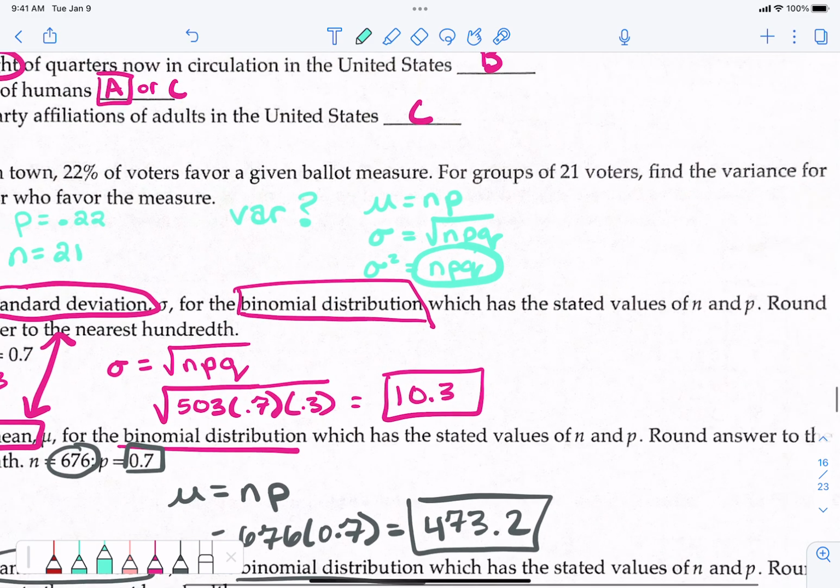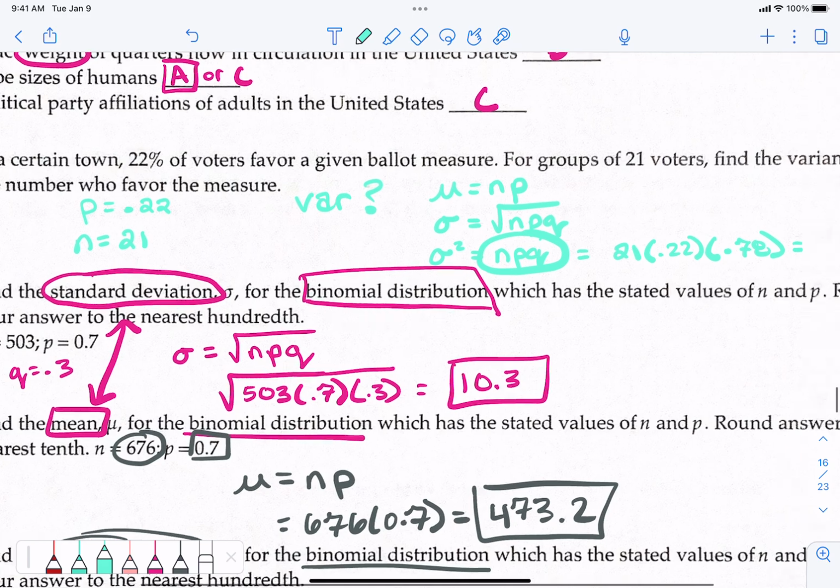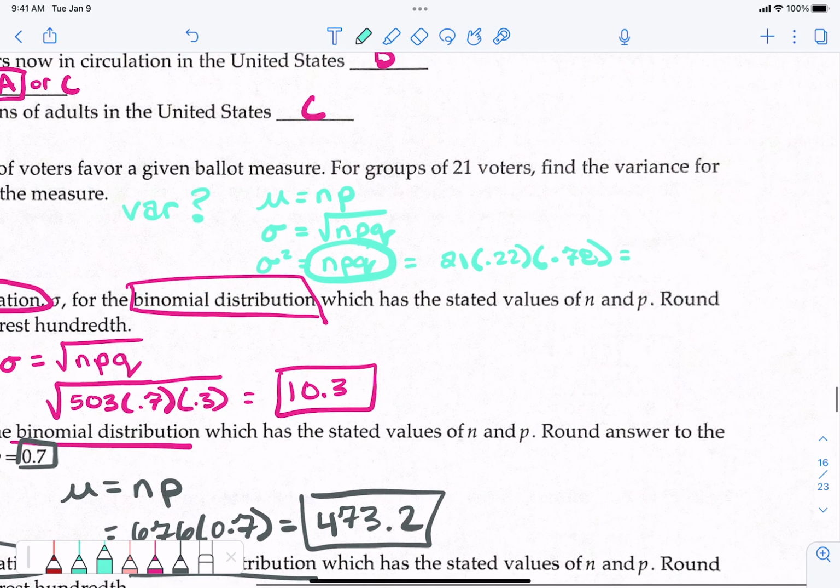N is 21. P is 0.22. What's Q? 0.78. How do you know that? Because you take 1 minus 0.22. 22% and 78%. Multiply them. 3.60 is your variance. Yep, 3.60. Perfect.